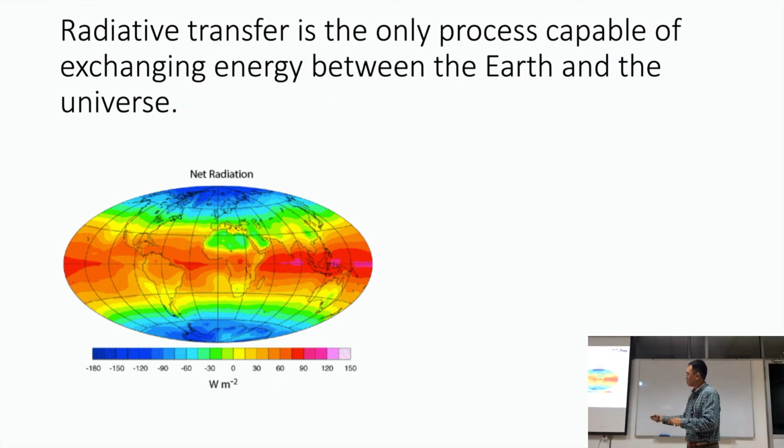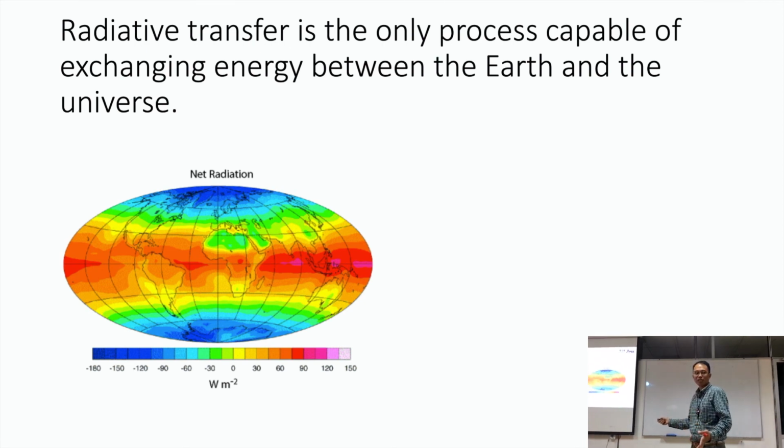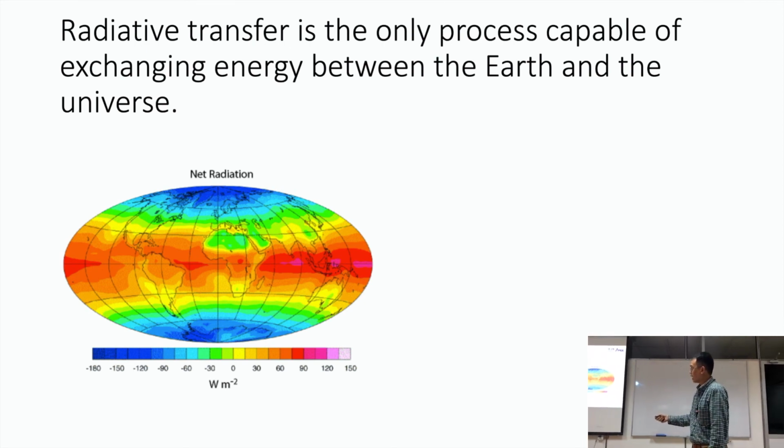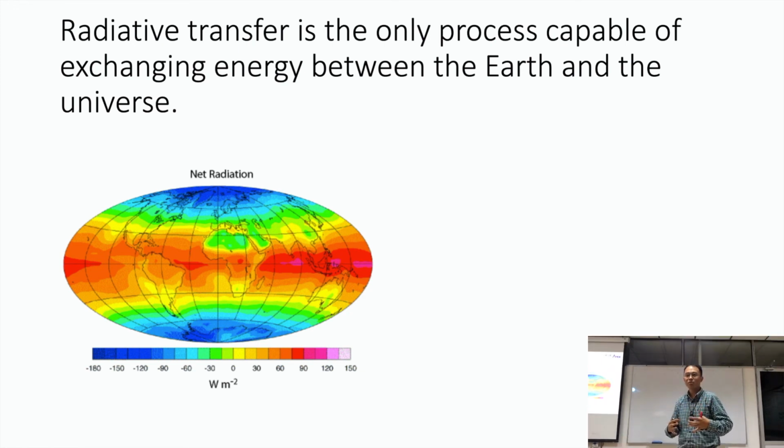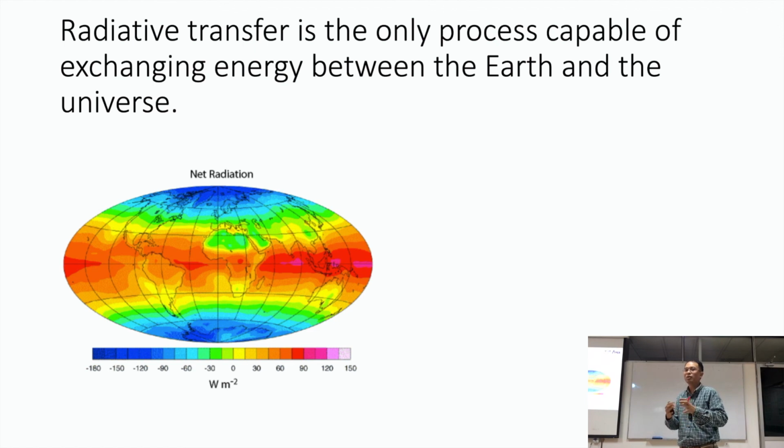Okay, this links back to why we study radiative transfer. It is the only way that the Earth and the universe exchange energy. Most of the energy that we have on Earth comes from the sun, so that's the main input of energy to the Earth. If you want to do energy balance, we have to take into account the energy that comes from the sun. And this radiative transfer of energy is the only process that transmits energy from outside into the Earth.